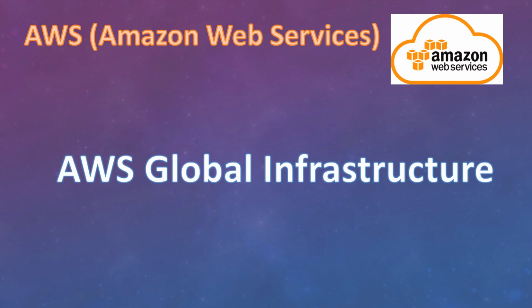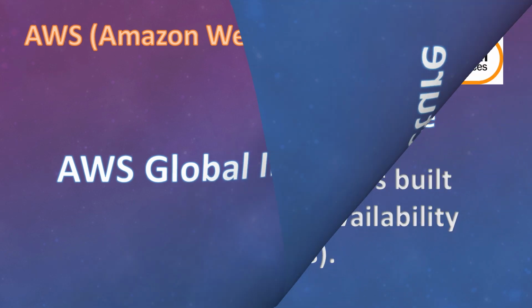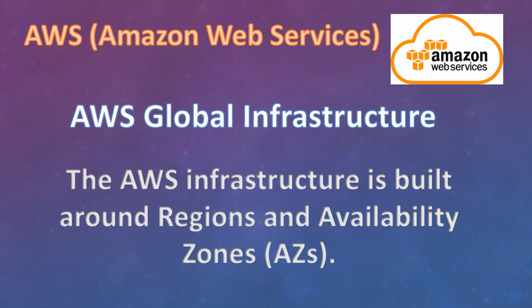AWS Global Infrastructure. What we're talking about here is AWS data center hardware, and understanding how AWS organizes its infrastructure around the world. The AWS infrastructure is built around regions and availability zones, AZs.